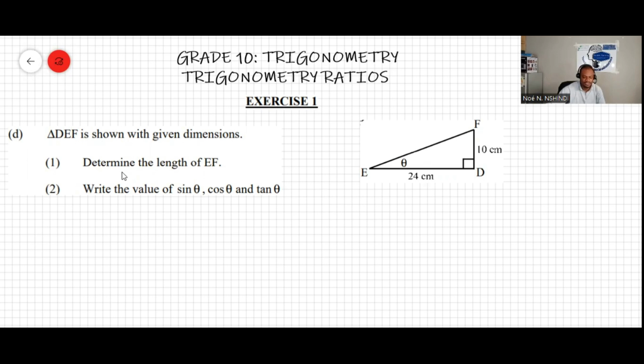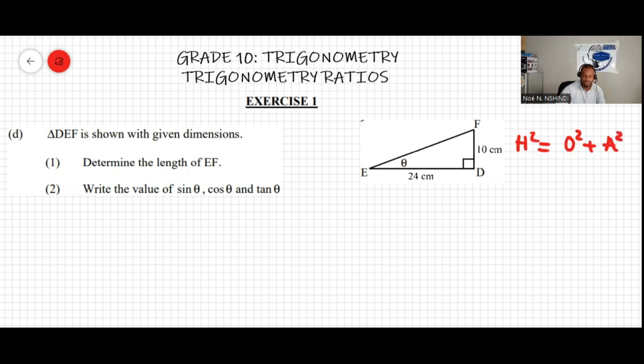First of all, let's answer question 1. Determine the length of EF. EF is the side that is opposite the 90 degrees angle. It is the longer side of the triangle. This is what you call the hypotenuse. From grade 8 and 9, we learned the hypotenuse. The hypotenuse of the triangle is given by h squared equals opposite side squared plus adjacent side squared.